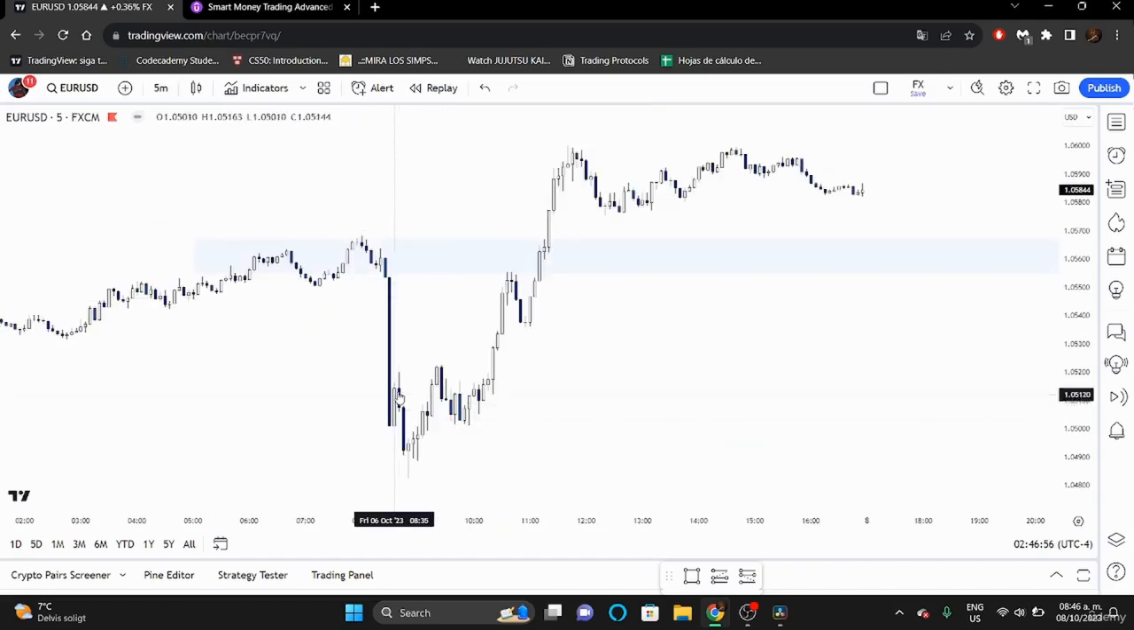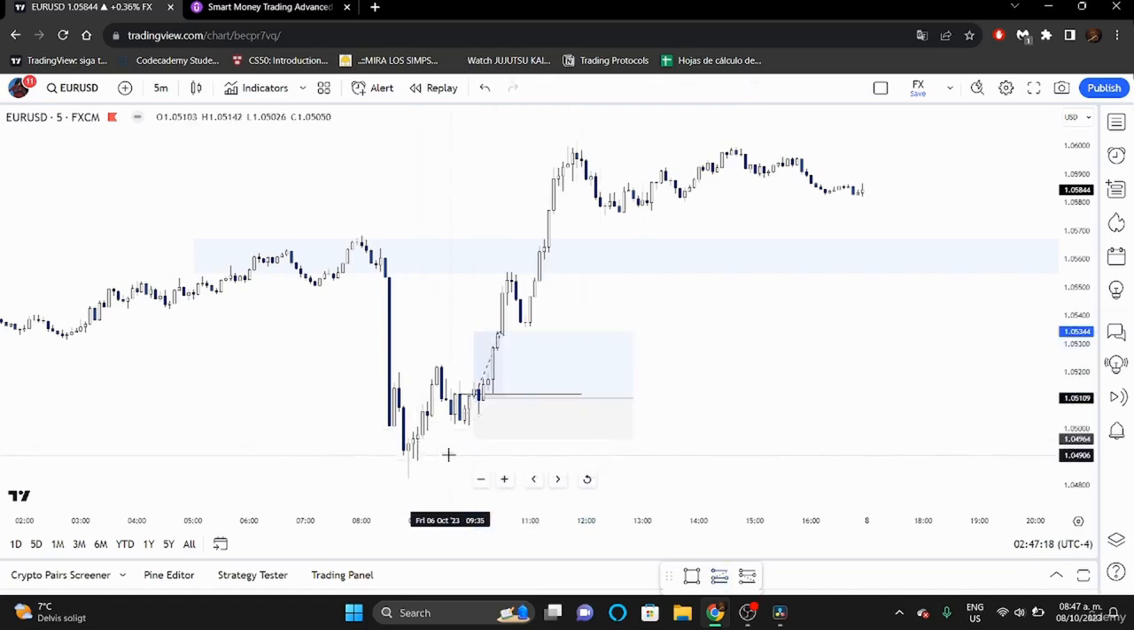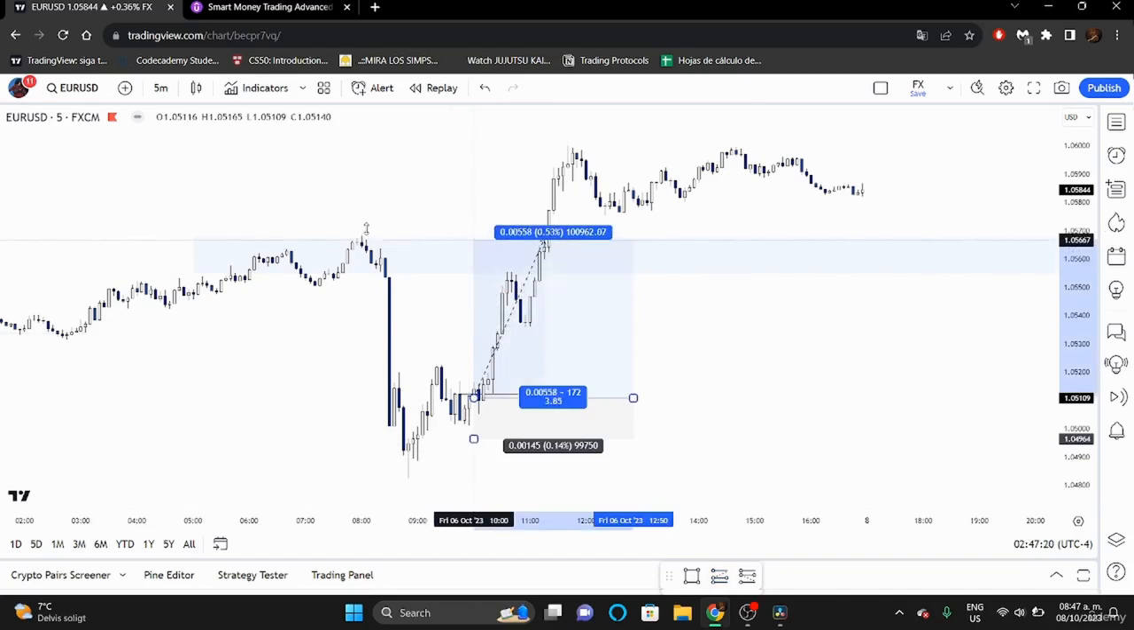5-minute chart. We disrespect bearish PD arrays right here, and we respect this bullish order block. We go higher. Okay, what do we have here? We have a propulsion block over here, and a fair value gap over here. So we will be looking for something of this nature. This will be our focus.